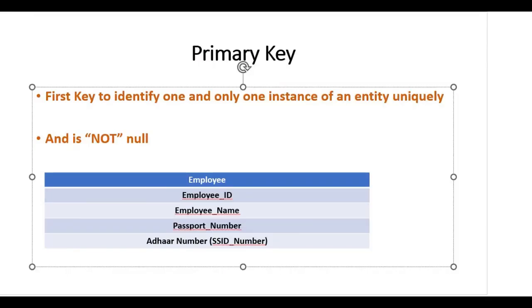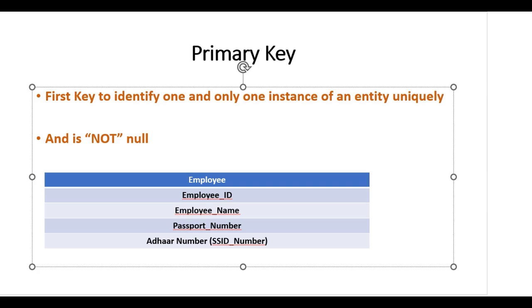So what is a primary key? It is the first key to identify one and only one instance of an entity uniquely. Now you might be thinking what uniquely means. So for example, let's discuss this particular table itself. In the employee table, I have employee ID, employee name, passport number, the Aadhaar number, which is in India, and the SSID number in America. So let's discuss more about it now.